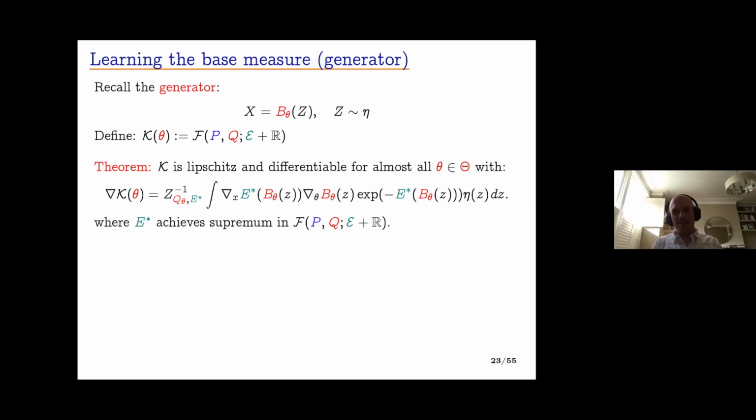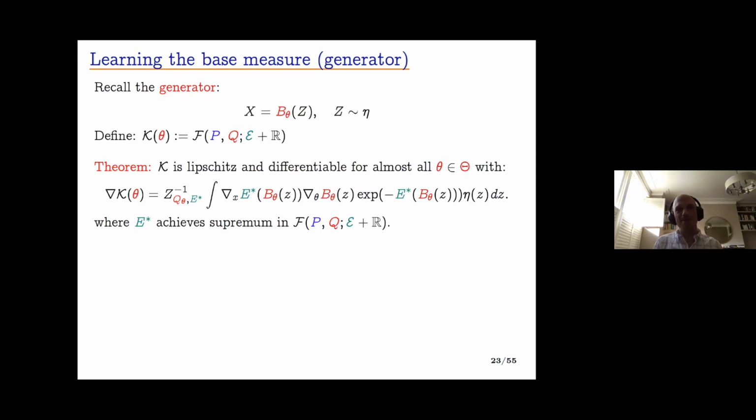Now, fortunately, we are able to compute the gradient with respect to theta of this K. This is a theorem that we have in our paper. So this K is Lipschitz, it's differentiable for almost all theta, and it takes this expression here in terms of E star, which is the maximizer of the calligraphic F from the previous slide. So we do need to get the optimum E from the previous slide to get an unbiased estimate of the gradient. If we haven't reached the optimum E, then we're going to get a biased estimate of the gradient.